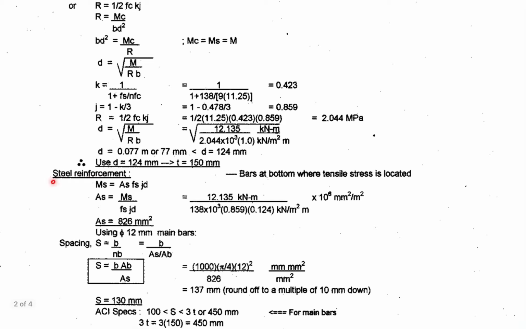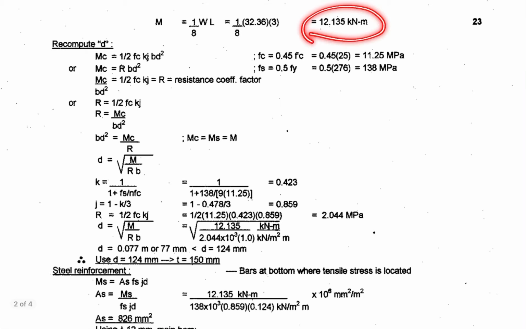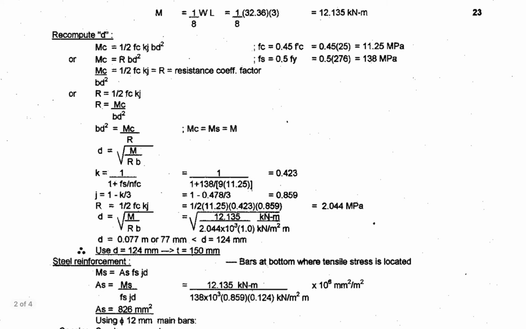And then you have the steel reinforcement. So bars at bottom where tensile stress is located. So you have the formula for resisting moment for steel. So you solve for the area of steel. Okay, so you have your Ms, that is equivalent to the moment. You have here the moment, so you have 12.135.